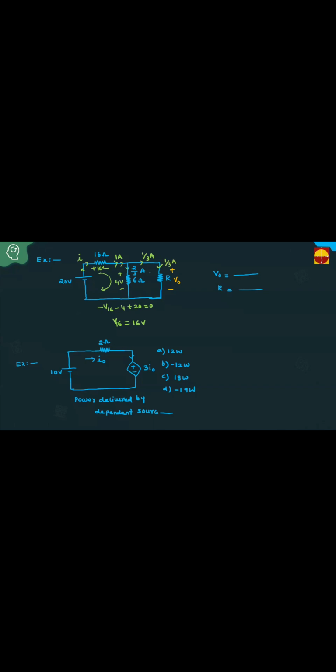This is 4 volts, which means this also 4 volts. Why? These two are parallel. Then V naught is 4 volts. Voltage across the resistance is 4 volts, current is 1 by 3 ampere. What is R equal to? V naught by 1 by 3. V naught is 4, current is 1 by 3. 12 ohms. The resistance equals 12 ohms. See how we can apply this KVL, KCL.